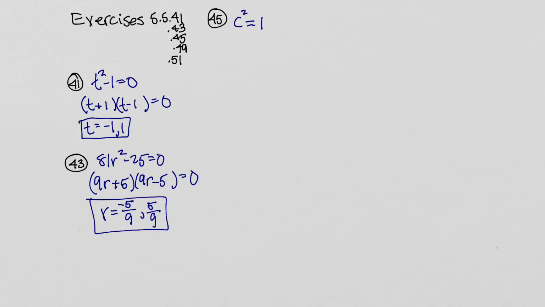In 45, we're almost there. We've got a quadratic, but we don't have everything on one side. So our method so far is to get all the terms on one side and then factor. So let's subtract this 1. We'll get c squared minus 1 equals 0. And we'll factor this one. It's the difference of two squares again. How about c and c, 1 and 1, one's plus, one's minus. We'll get c equals negative 1 and positive 1.